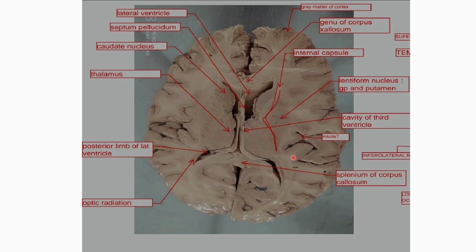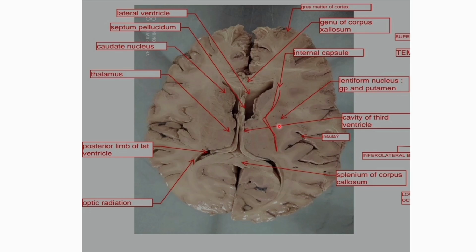And the gray matter which is seen lateral to this external capsule is called claustrum. This white matter is external capsule and this gray matter is claustrum. Gray matter is situated deep to the external capsule. This gray matter is called lentiform nucleus, which is composed of globus pallidus and putamen. The globus pallidus and putamen are not differentiable in this specimen.